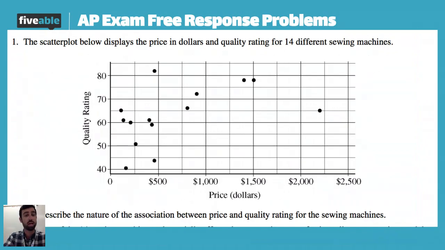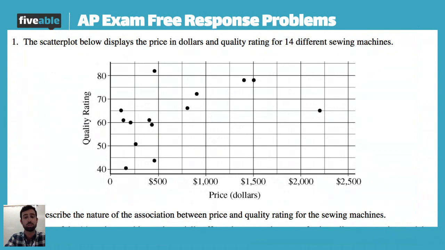After unusual comes the F. Remember, DUFS. The F is form. So it looks like this follows a pretty linear model. You could draw a line and it would get most of the data points. So a linear model probably is best. We would have to do a residual plot for that, which we'll learn next time. And after that comes strength. This is not very strong. I would say there's probably a weak correlation here between price in dollars, which is the explanatory variable, and quality rating, which is the response variable.